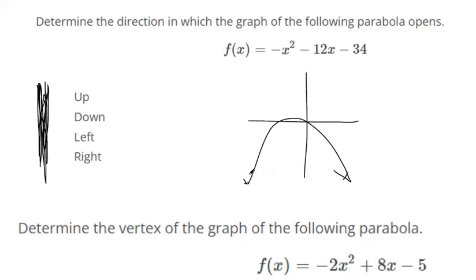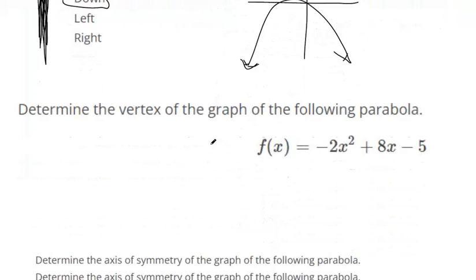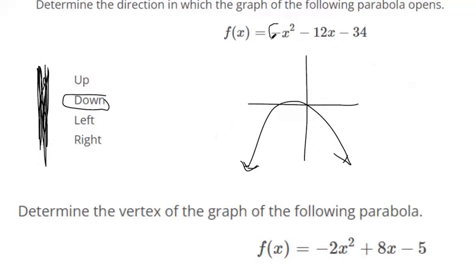So determine the direction in which the graph of the following parabola opens. It's down. It's tough to explain, I guess, in English what we mean by open, but the graph is facing down, whichever direction the arrows are pointing. This one's going down, so that's the direction that the parabola opens in. So that's if it's negative.